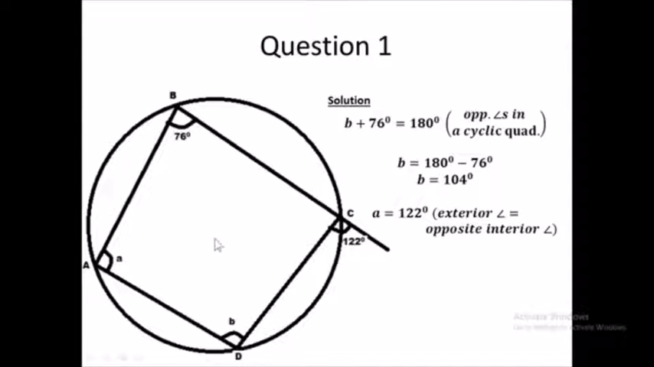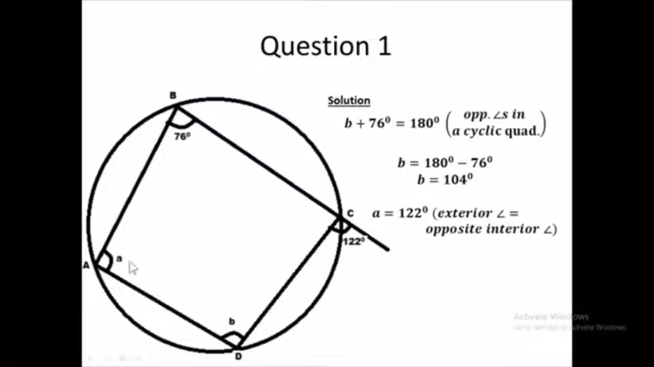So that means 76 plus B will give us 180 degrees. From there, you can find our B to be equal to what? 180 minus 76, that will give us 104 degrees. The reason being that opposite angles in a cyclic quadrilateral are supplementary.